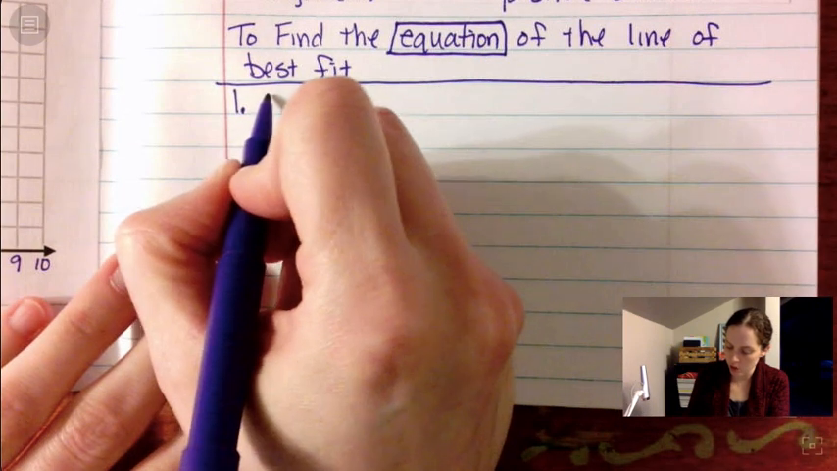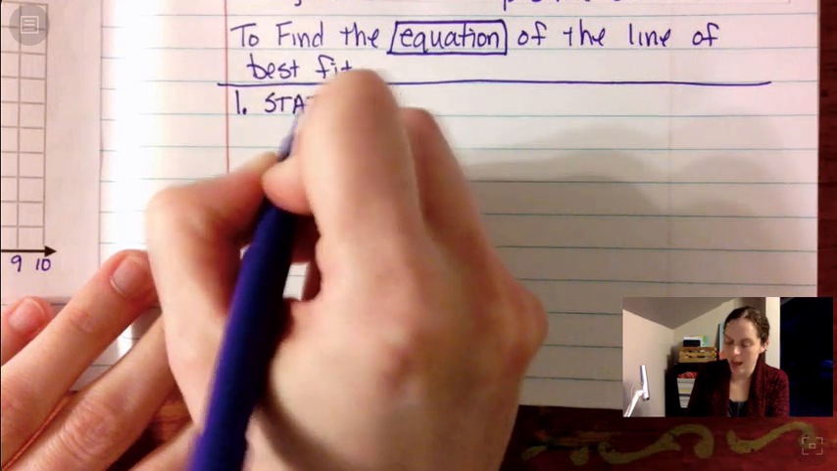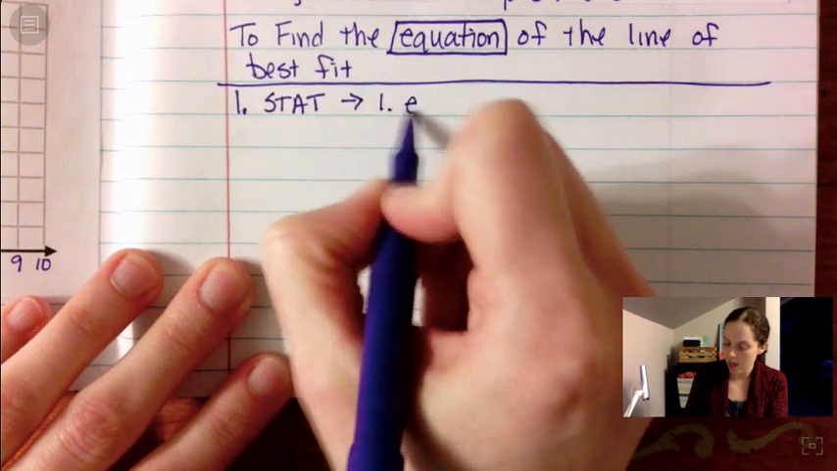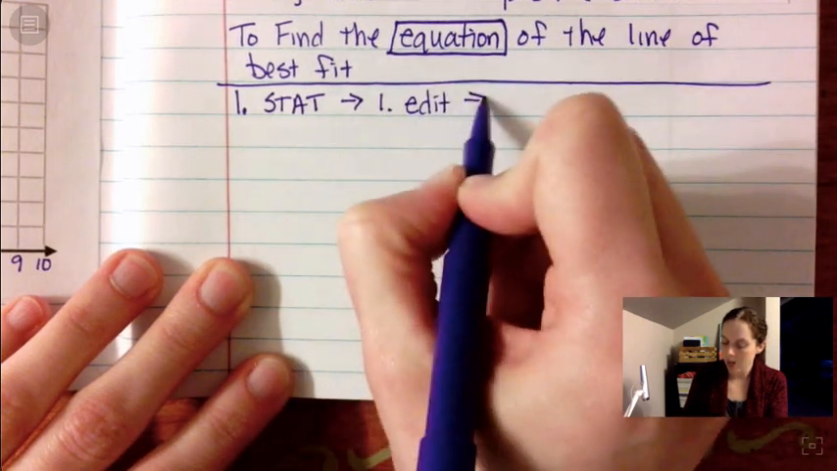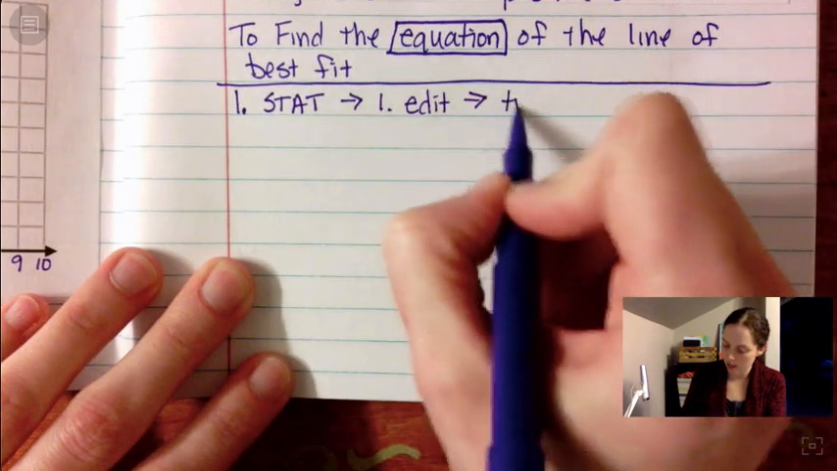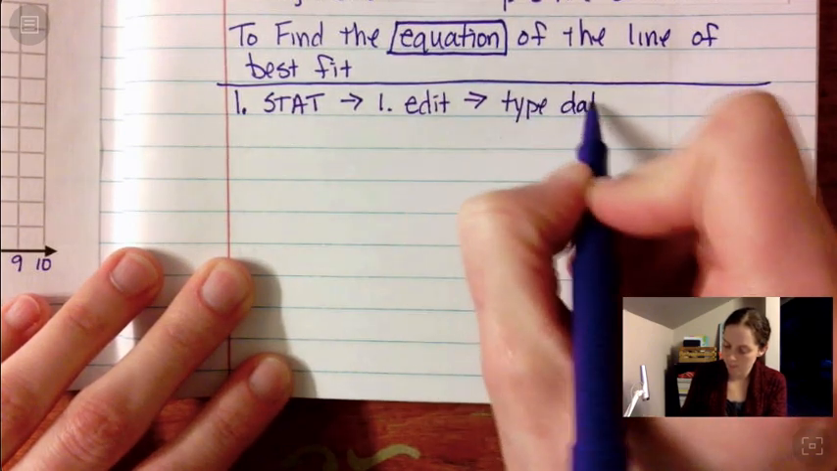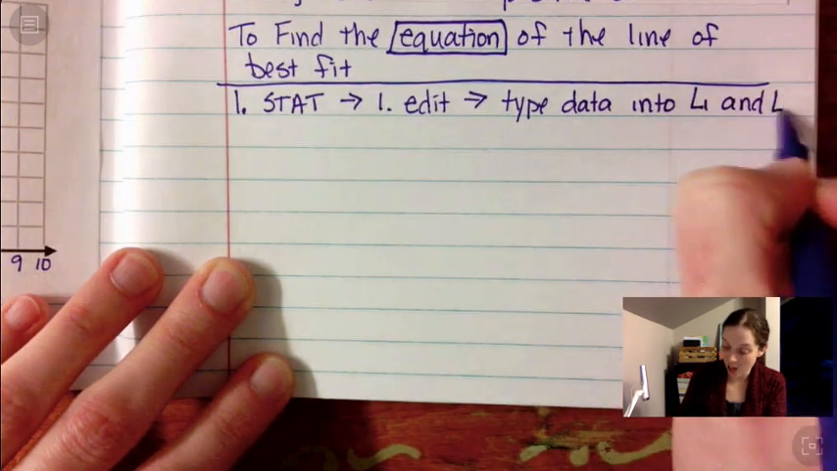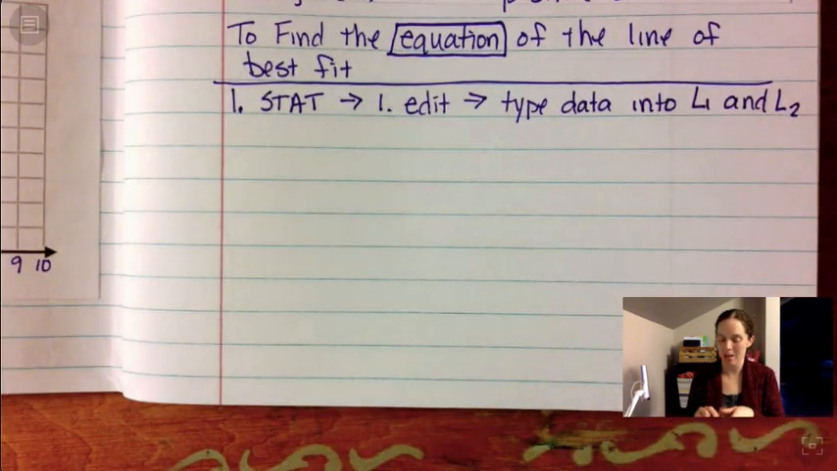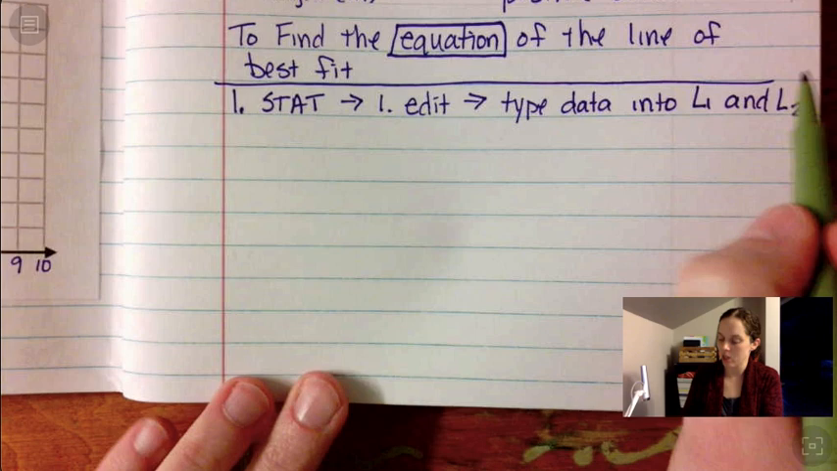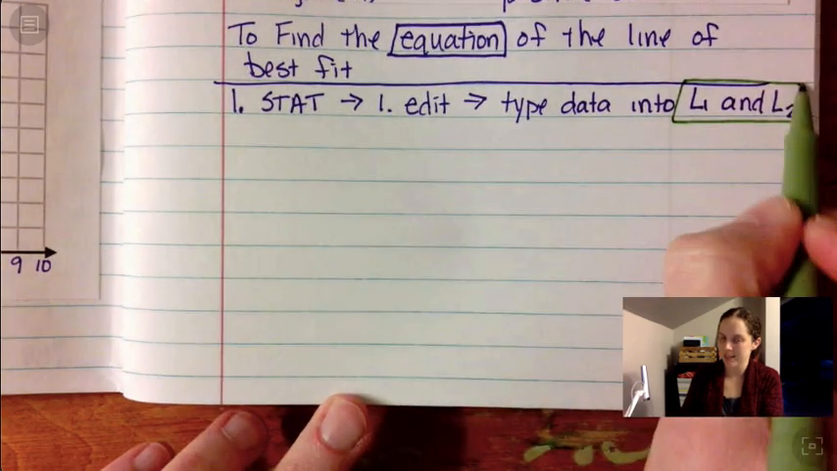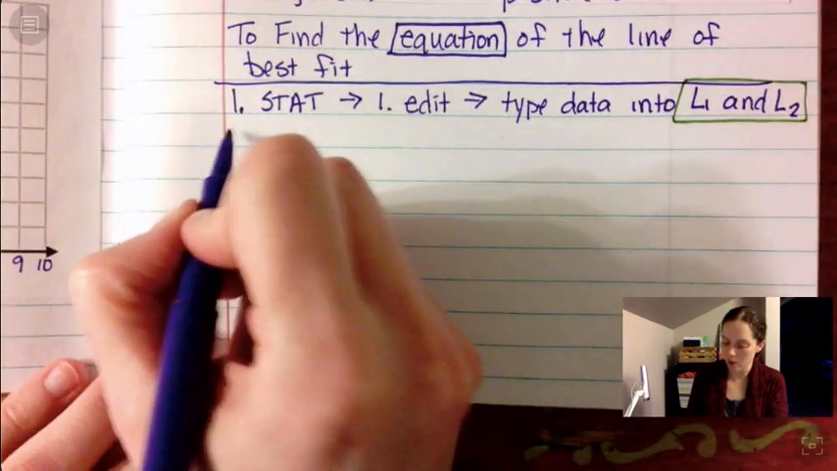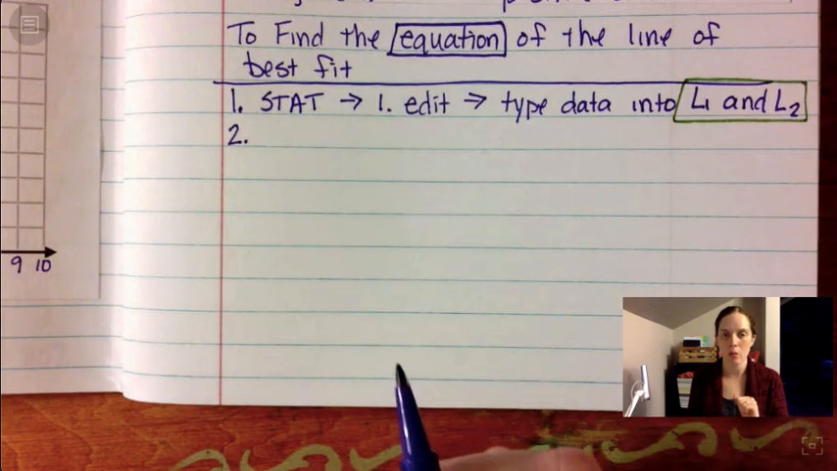So first, just like before, you're going to go to the stat button. And it's the same thing. You're going to go to number 1, edit. And you're going to put your data into L1 and L2. So that's the new thing with this one compared to standard deviation. It's going to go in list 1 and list 2, both. Okay? But other than that, it's all the same. So if you got used to standard deviation, you'll do good with this.